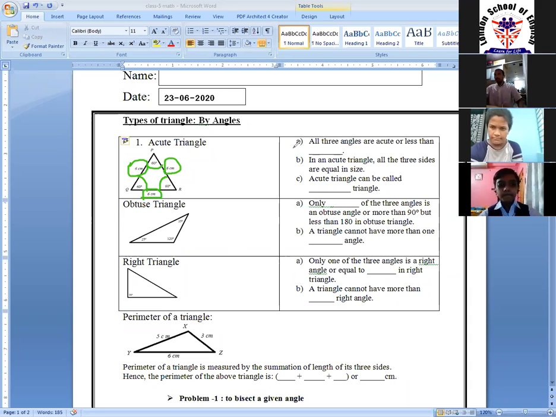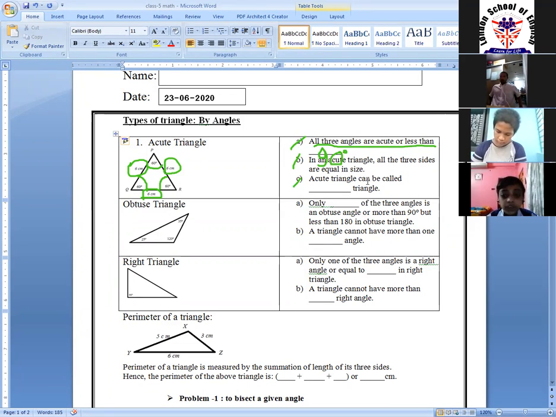So yes, look sir, at the right. Look at the right side. Here A, B, and C. Look at A. All the three angles are acute or less than what? Less than 90 degree. Okay. You can write this. All the three angles are acute or less than 90 degree. Write about it.